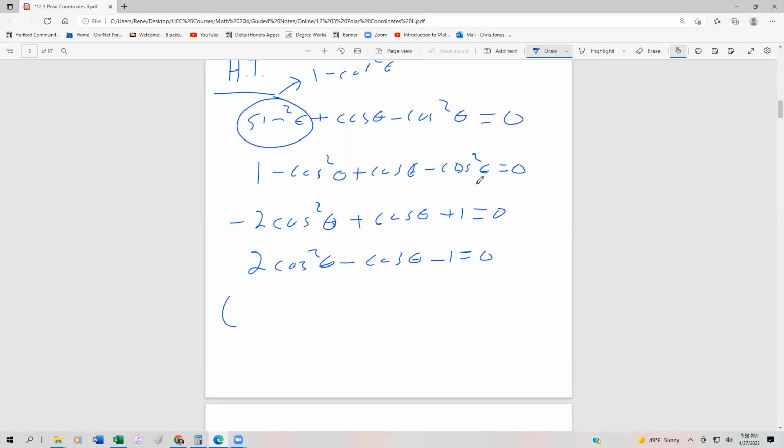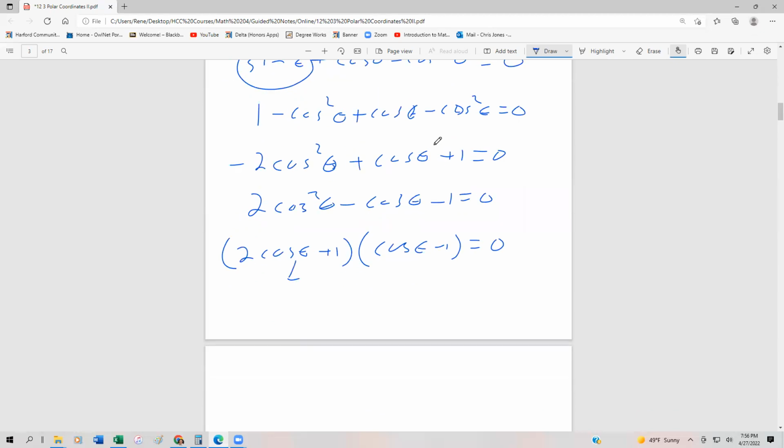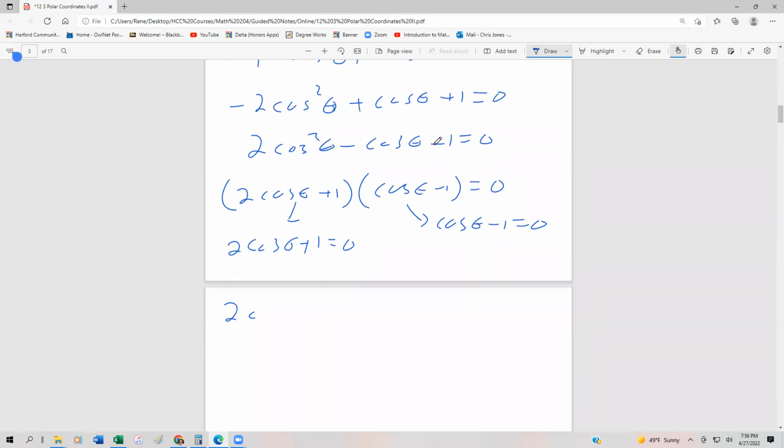And now what we can do is factor this. We can factor it into 2 cos theta plus 1 and then cos theta minus 1. So we just take a trip back down to our pre-calculus roots to solve this. Now we have 2 cos theta plus 1 equals 0, and cos theta minus 1 equals 0. If we solve those both, we get cos of theta equals -1/2, and cos of theta equals 1.